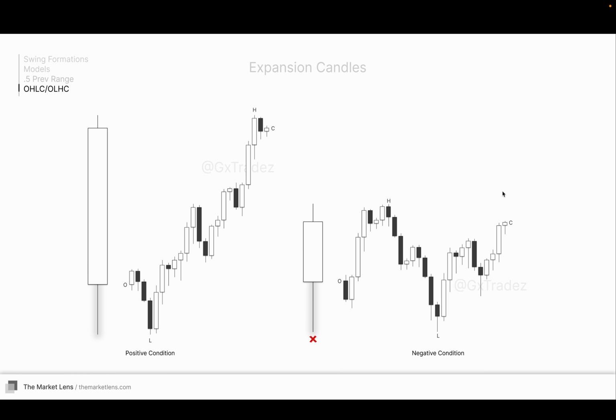So this is a negative condition. We do not want to see this. Even if it has a small wick, right? See the small wick? It's not going to expand because of the candle profile, the way it is forming, right? This is arguably more important than the wick size. It actually isn't more important. It's the way the candle forms, in my opinion.